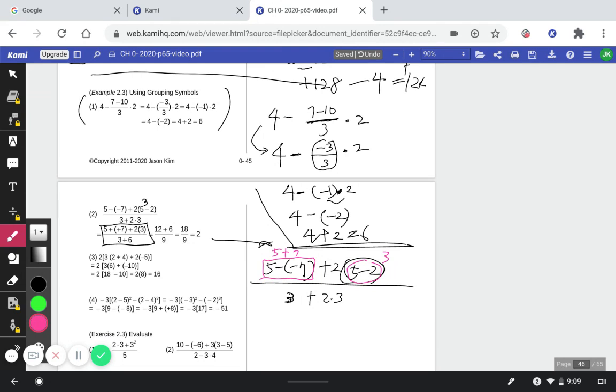What do you do next? 2 times 3 is 6. So you rewrite this whole thing. If you rewrite this whole thing, it will look like this. 5 plus 7 plus 2 times 3 over 3 plus 6.